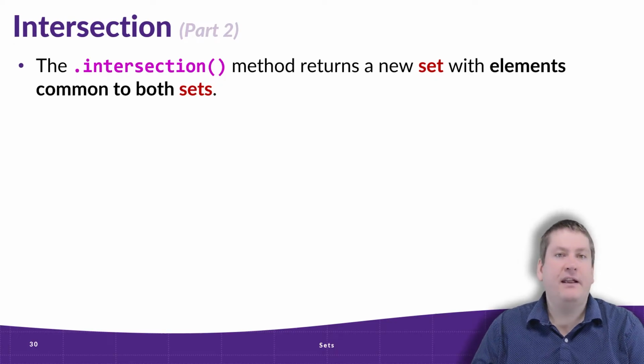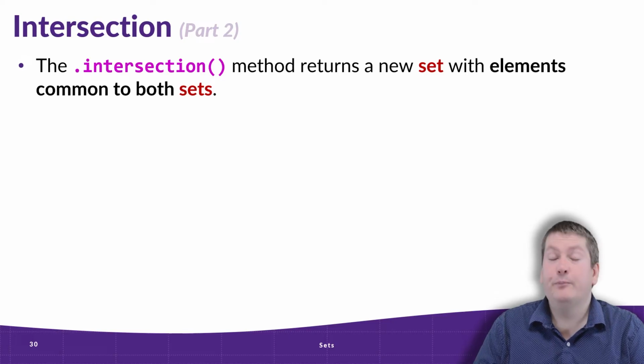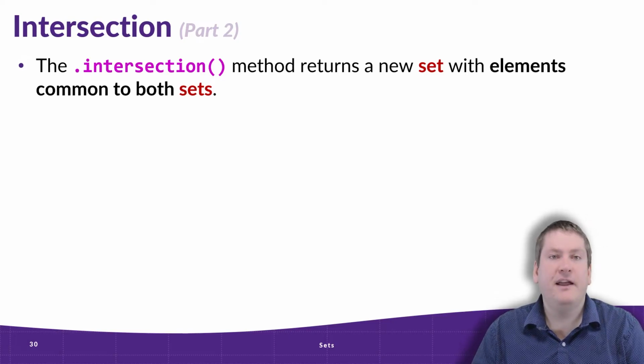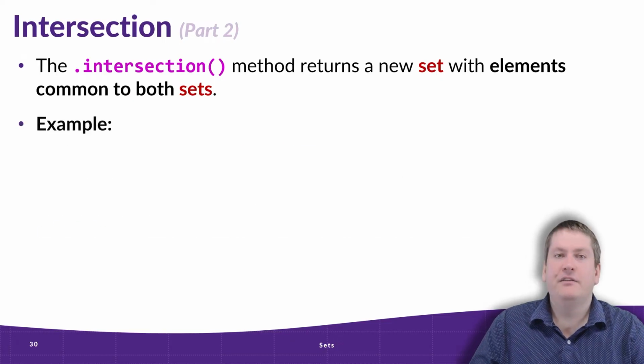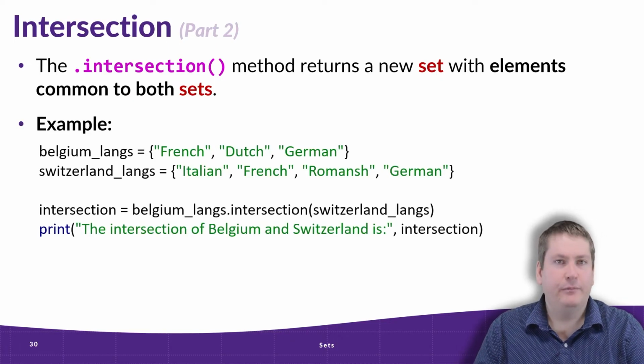This method takes a set as an argument, and it finds the intersection of both sets. And it does this by creating a new copy of a set that contains only the elements that are common to both sets. So here's an example of the Python code.